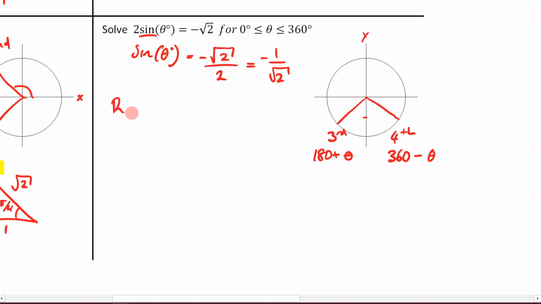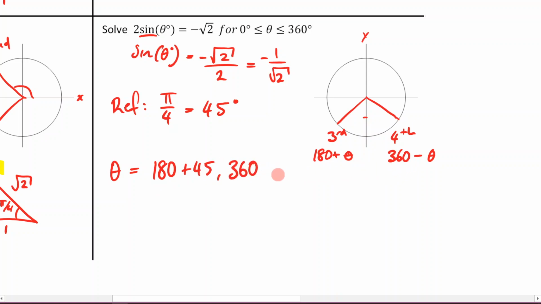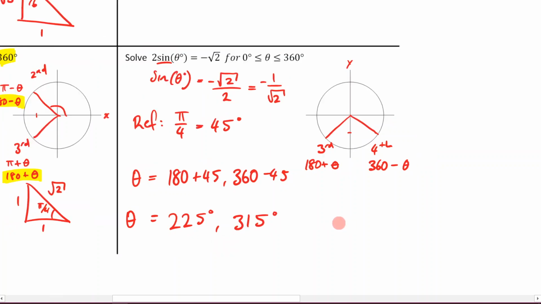We have to now find my reference angle. Again, because I'm dealing with this, I immediately know it's going to be pi on 4, which is 45 degrees. I did it again. I just think of radians. And now I have to figure out what theta is going to be. Because I'm in my third quadrant, one of them is going to be 180 plus 45. And then in my fourth quadrant, it's going to be 360 minus 45. And now we just have to figure out what these are going to be. It's going to be 225 degrees, and this one will be 315 degrees. And those are my answers.